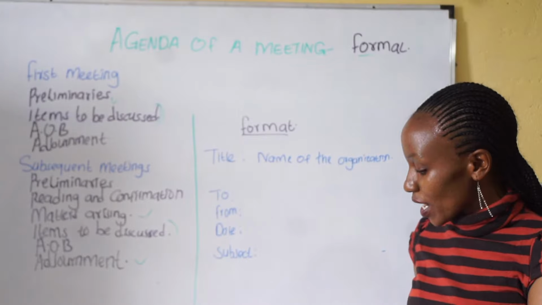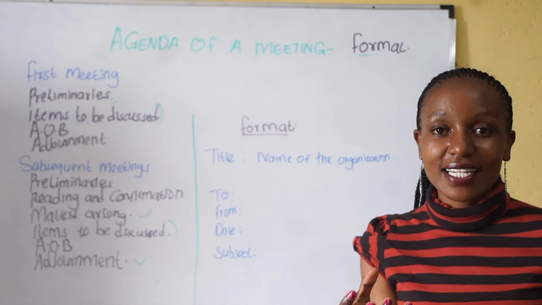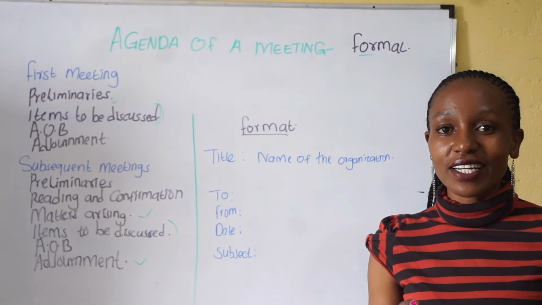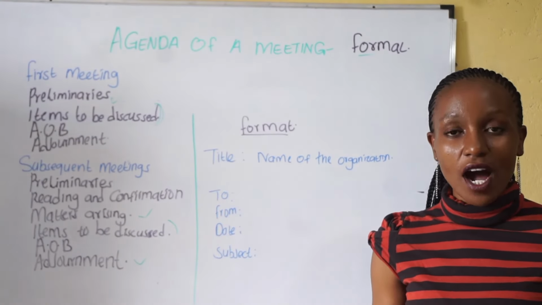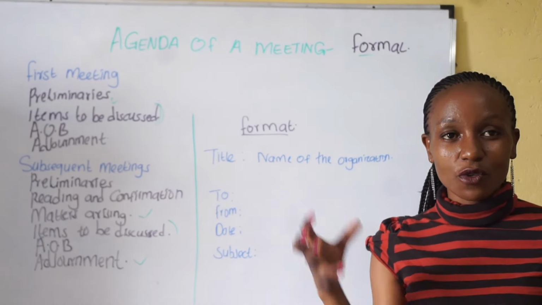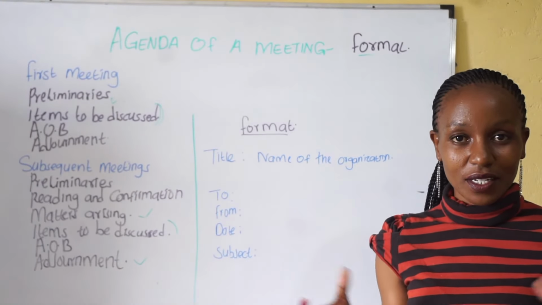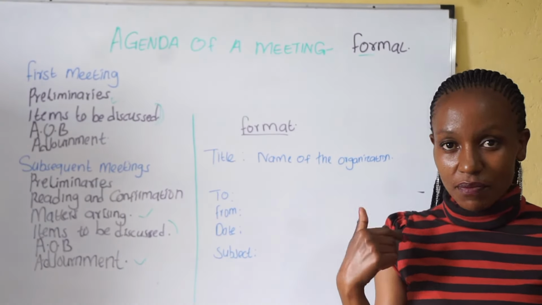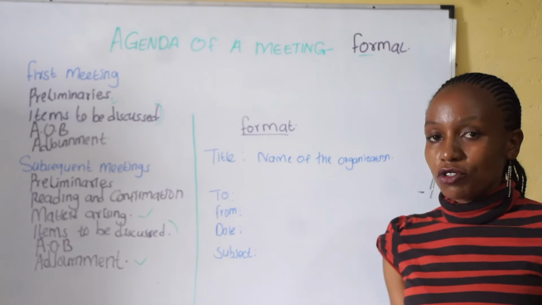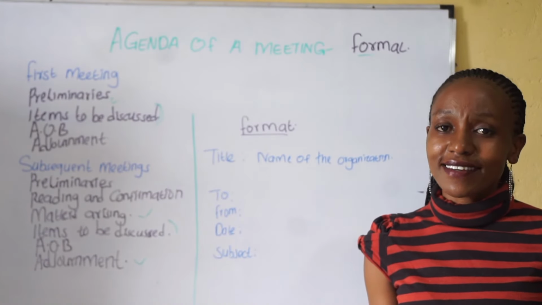And then after that we are going to list the items that we are going to discuss. Because it's the first meeting, we are going to have the reading and confirmation, and the matters arising. And then from there we are going to be creative and formulate the agenda for the day. I tried to come up with something, and this is it. So we have the preliminaries, reading and confirmation, and matters arising.